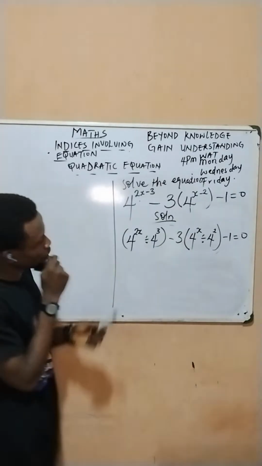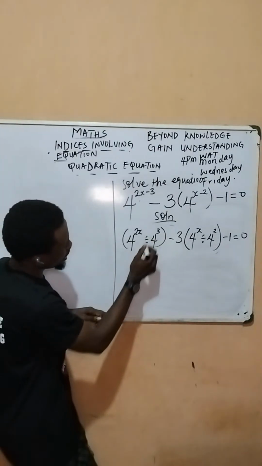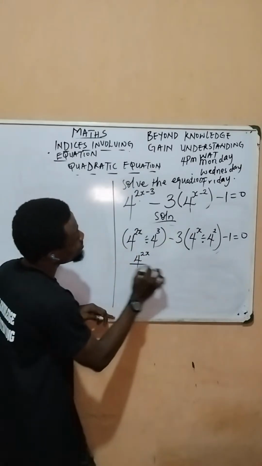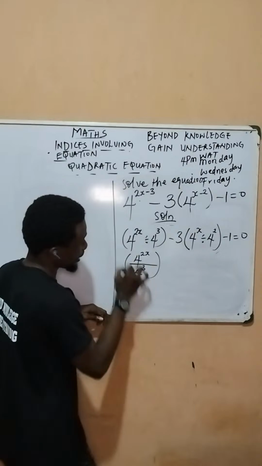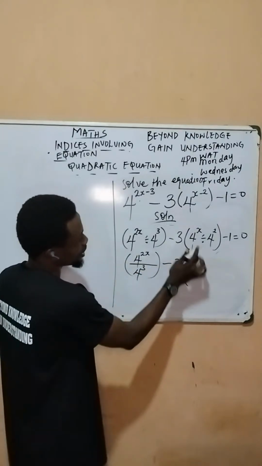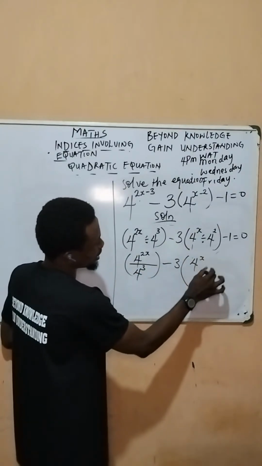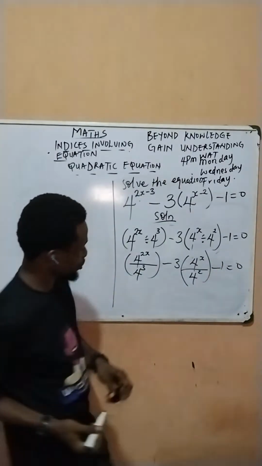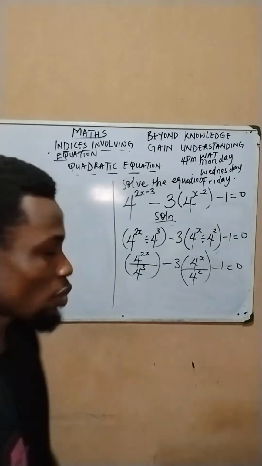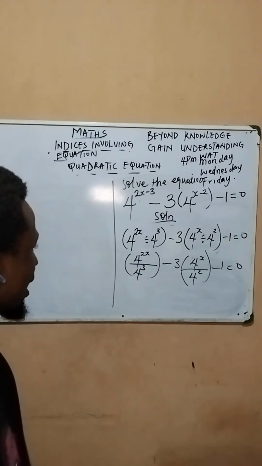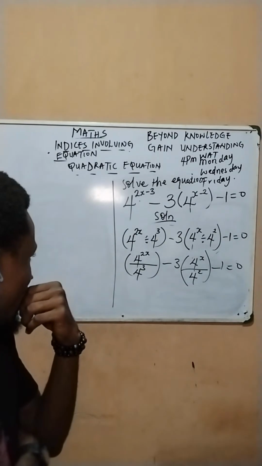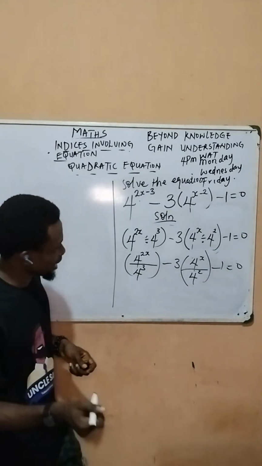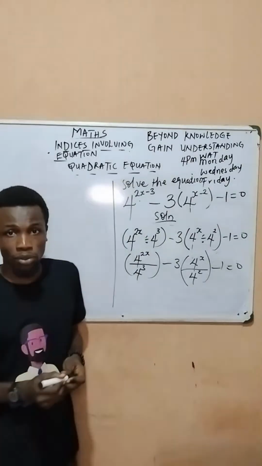So what do we do here? Well, I know that division is the same thing as over. So I can represent this as 4 raised to the power of 2x divided by 4 raised to the power of 3 for this part, minus 3 into, do the same thing here, 4 raised to the power of x divided by 4 raised to the power of 2, minus 1 equals 0. So what can I do here now? Well, look at what I'm going to do. What I'm going to do here is I want to clear the fraction. How do I clear the fraction?